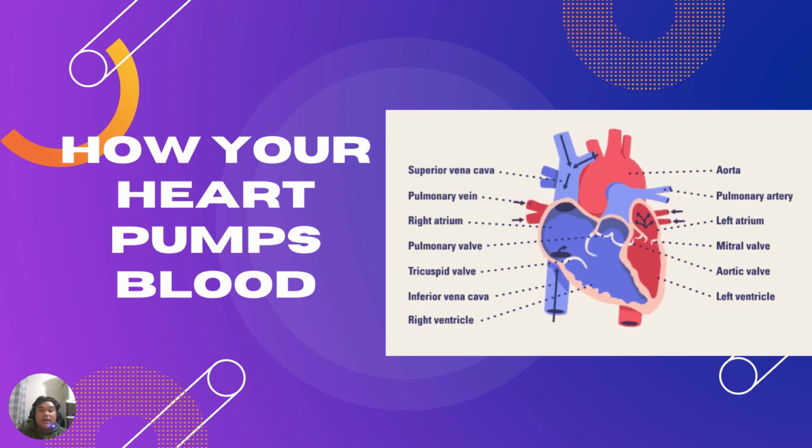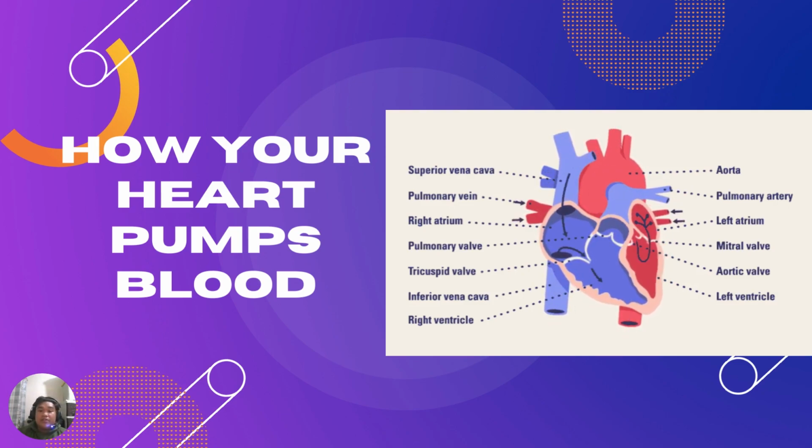The heart is a muscular organ that pumps blood throughout the body. It has four chambers: left atrium, right atrium, left ventricle and right ventricle. The right atrium receives deoxygenated blood from the body through the vena cava. Then blood flows into the right ventricle, which pumps it to the lungs for oxygenation.